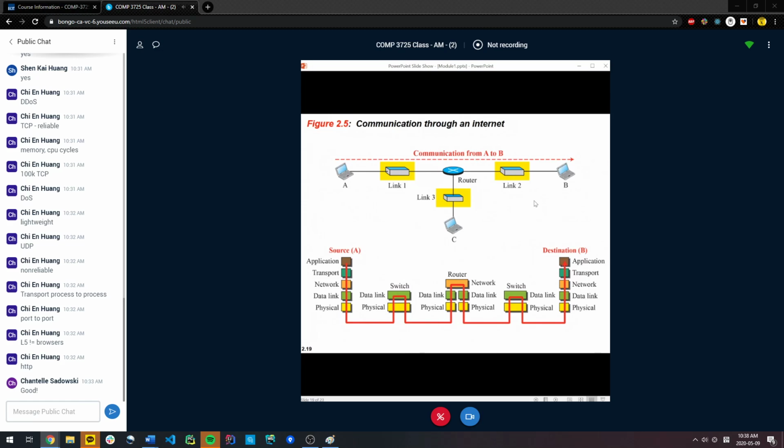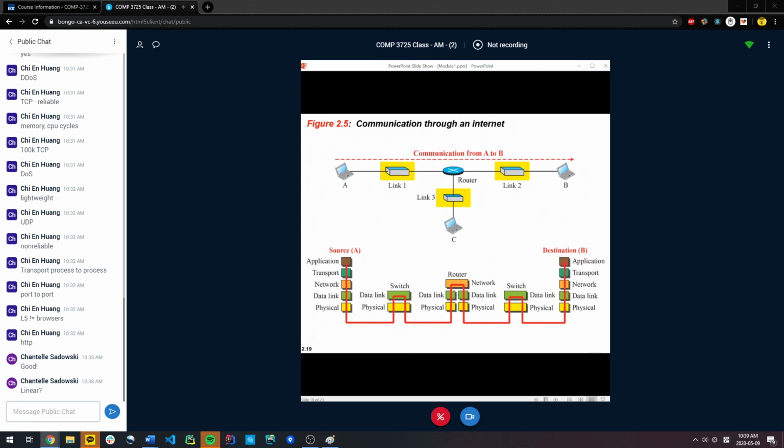What do you observe? What is most striking to you in terms of the diagram? So I'm saying this: at the source, which is user A, there are 5 layers. At the receiver, which is the destination, there are also 5 layers.